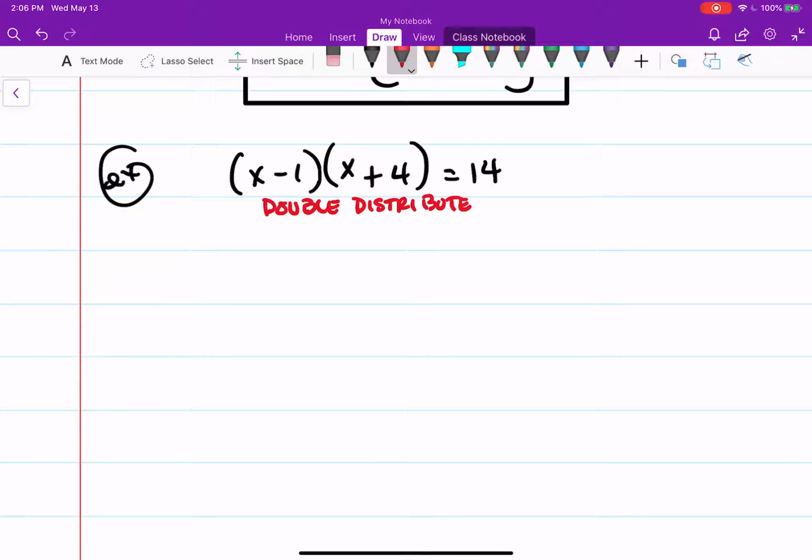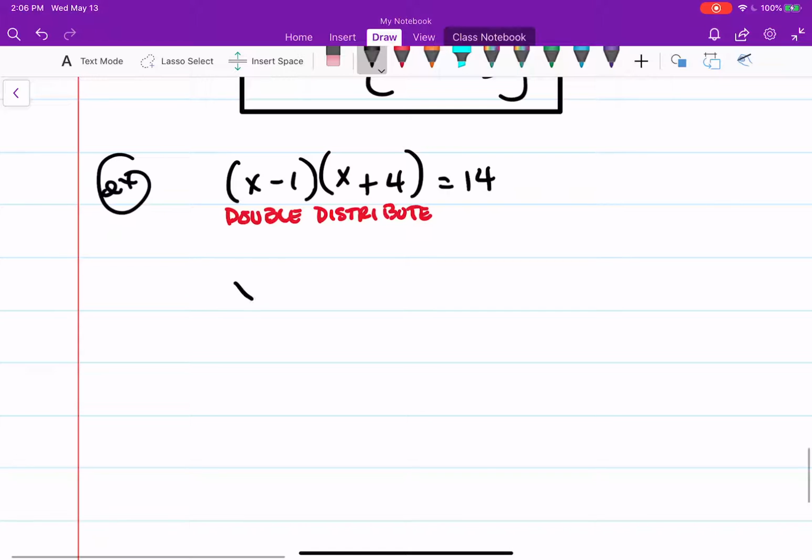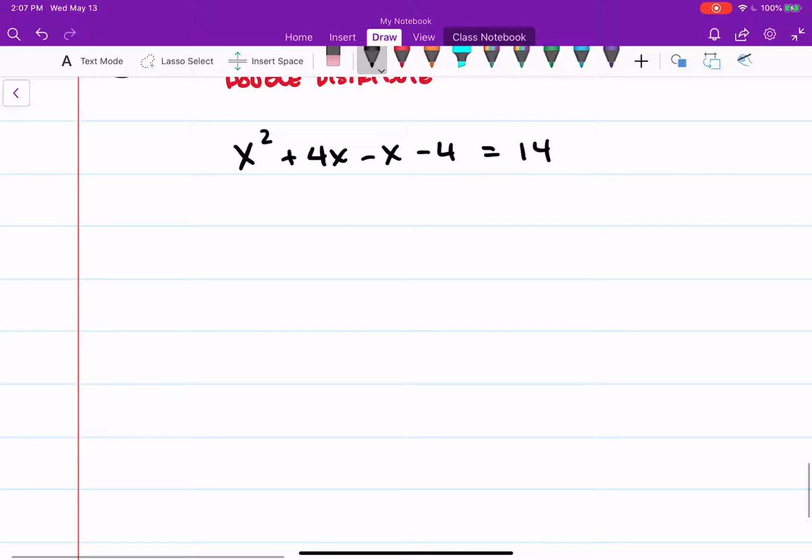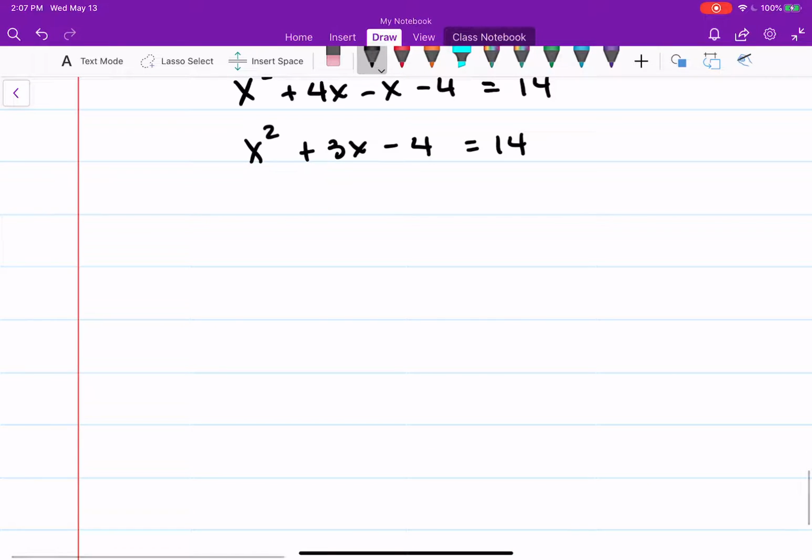Okay, so let me do this really quick. So I got to double distribute this. So this is going to be x squared plus 4x minus 4 is equal to 14. Combine like terms. Bring the 14 over by subtracting 14. Now, is there a GCF?